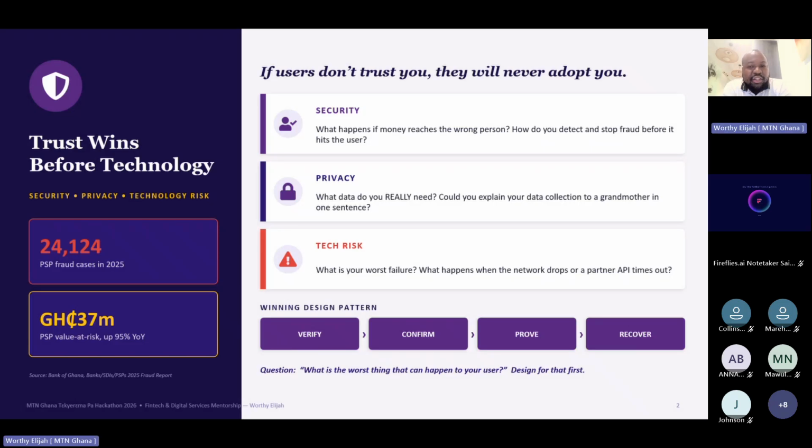Those are some of the questions that you should be asking yourself. If your platform is a platform for social communication and all those things, how would you detect and stop fraud before it happens?